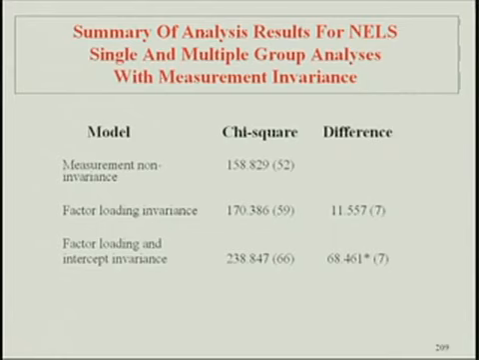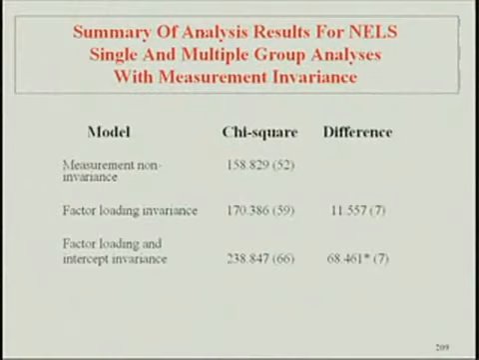Now what we do with factor loading and intercept invariance is we bring the means into the model, so we get rid of no mean structure, and then we run the model with factor loadings and intercepts held equal across groups, and we get chi-squared 238.847, 66 degrees of freedom, and the chi-square difference is 68.461 with 7 degrees of freedom. And that does worsen the fit of the model.